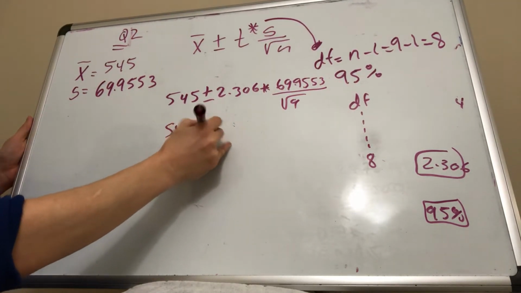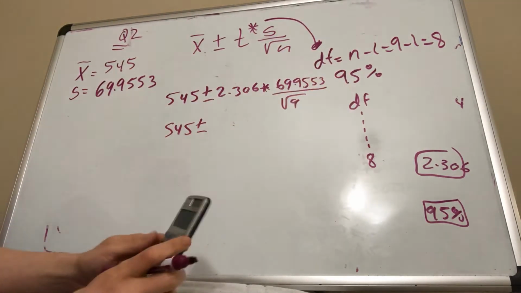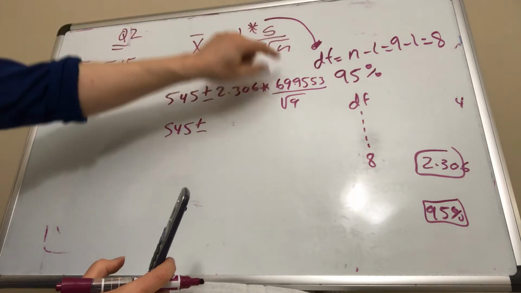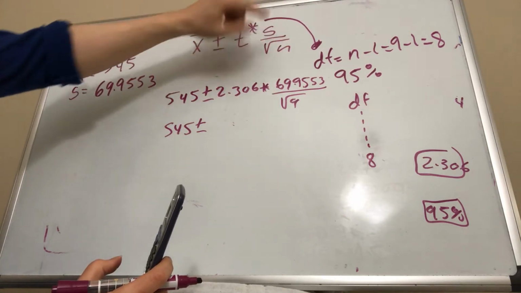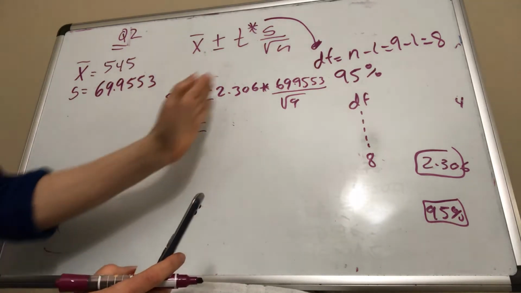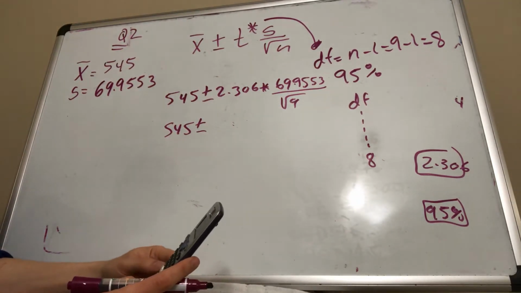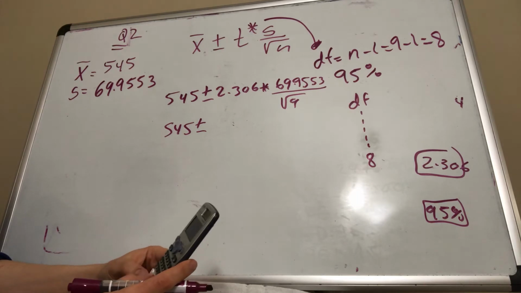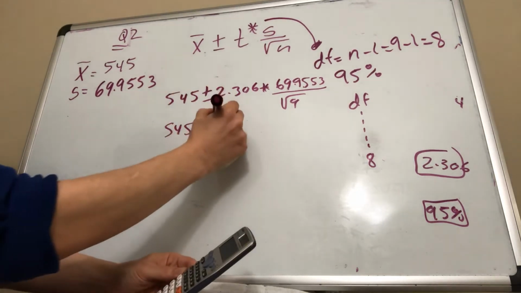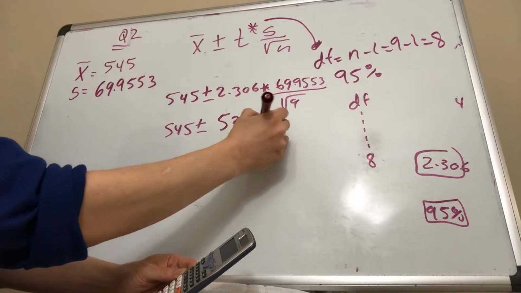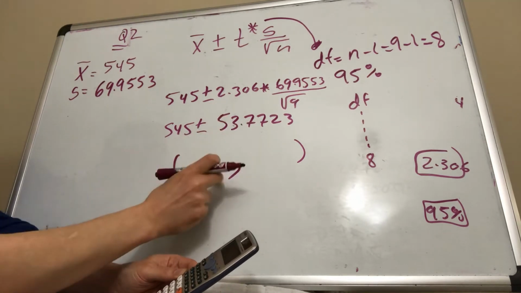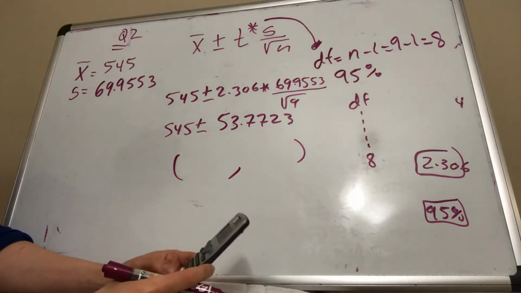I bring the first number down. I do the margin of error. Everything that comes after the plus minus is called margin of error. This part is standard error. So it's recommended that you bring the first number down, you only calculate the margin of error. This number is 53.7723, so now you can get the lower point by minusing them, upper point by adding them.